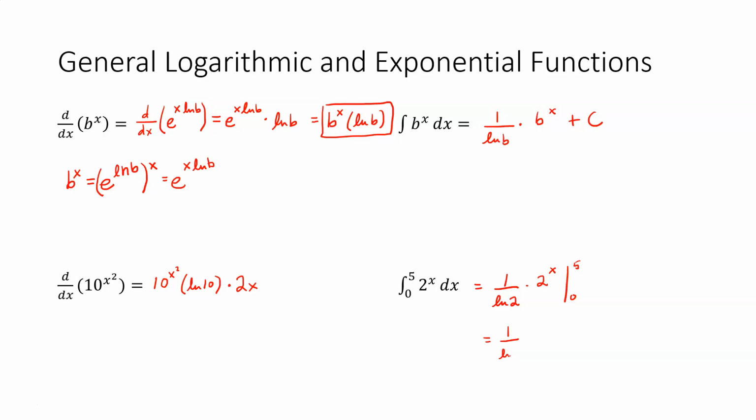So that's 1 over ln of 2 times 2 to the power of 5 minus 2 to the power of 0. So that's going to be 32 minus 1 is 31. So I'm left with 31 over ln 2.